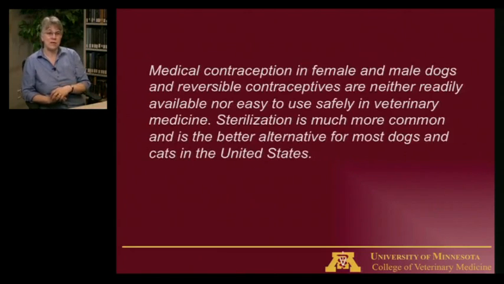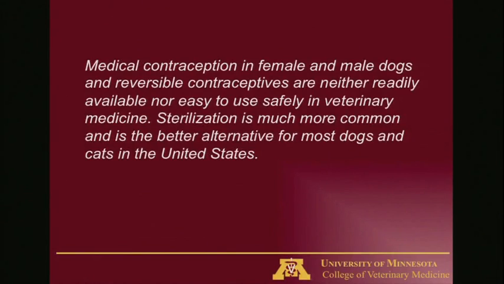So I think the big take-home message about contraception, reversible reproduction control in dogs and cats, is that we do not right now have an approved product that is effective and safe. But there is some research on the horizon, and this is something that I would be watching for, as I think there will be a lot of interesting products coming available within the next decade.